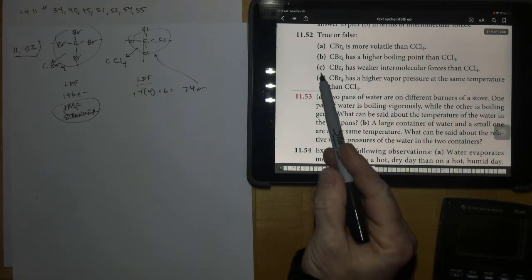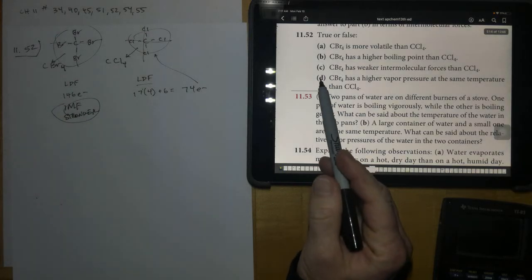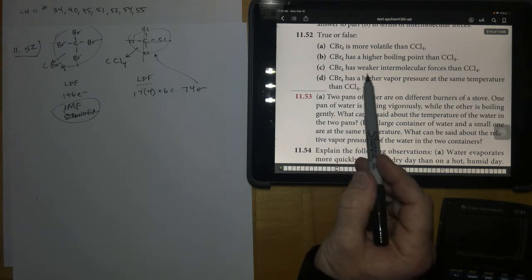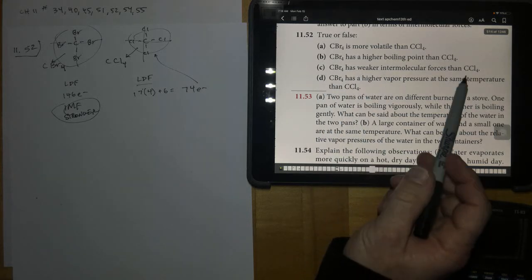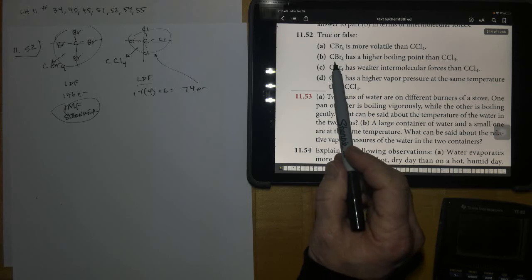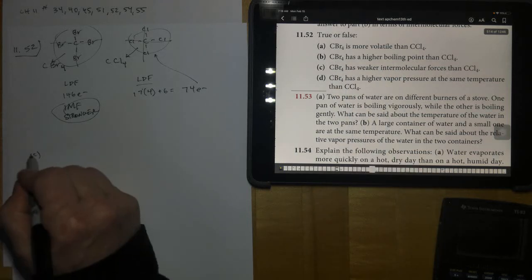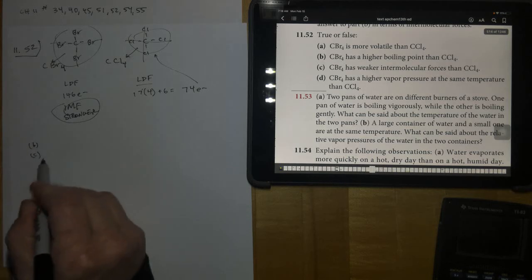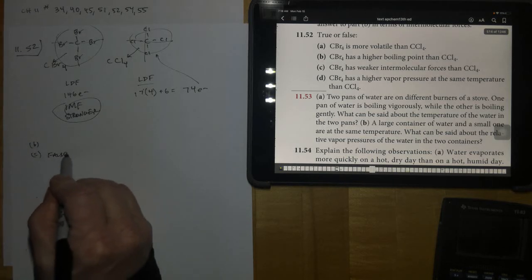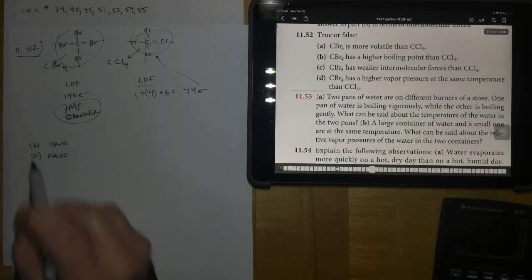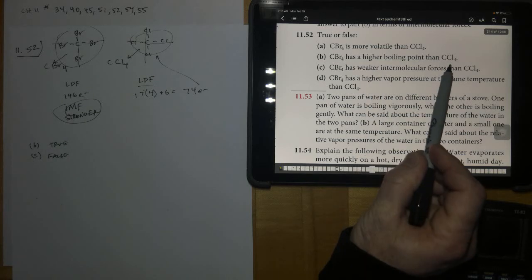So we actually just answered C right here, and for CBr4, this would be false because it has stronger intermolecular forces. CBr4 would have a higher boiling point then, because it would stick together. So we'll answer them kind of just randomly as we go. This one would be false. B would be true because it would stick together better than CCl4.